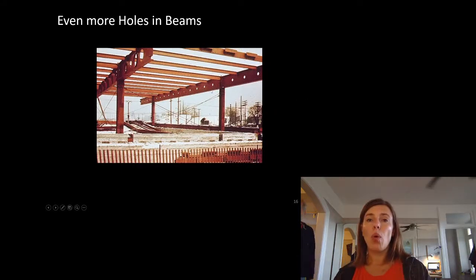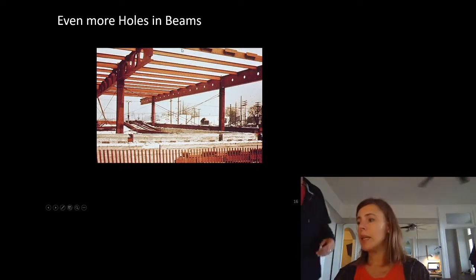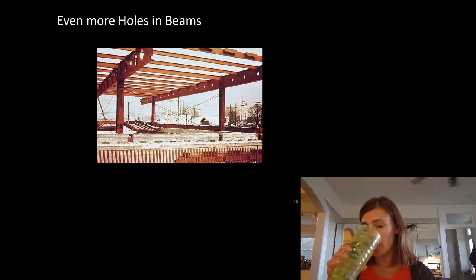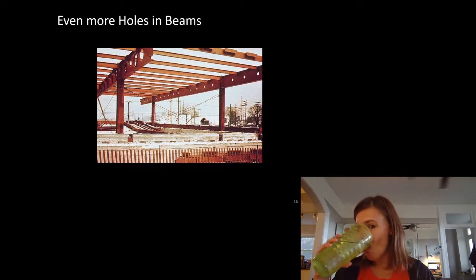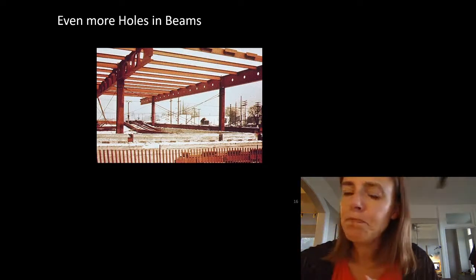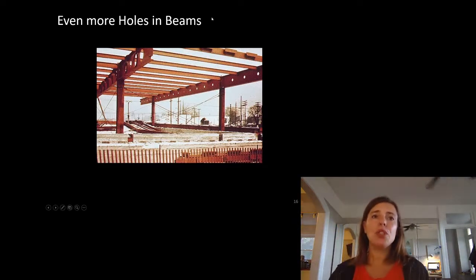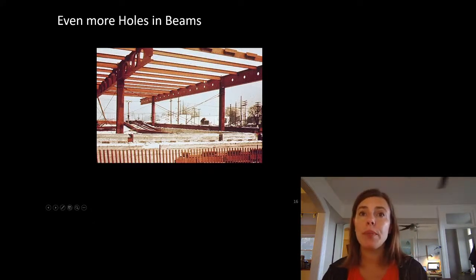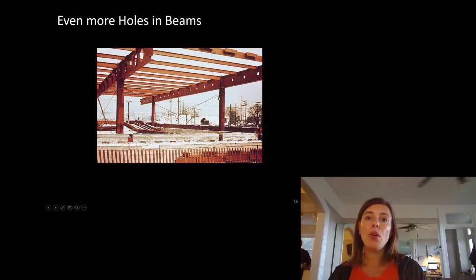Here's another one with holes in the beams. This is probably an industrial site that has repetitive ductwork spanning through it. But just to show you, you can see these larger ones where they're taking out the majority of the steel, they actually reinforce them, but these smaller ones haven't been reinforced. The middle third, no problem. These ones here, the engineer might have had to do a calculation to see if it was okay and if they needed reinforcing.